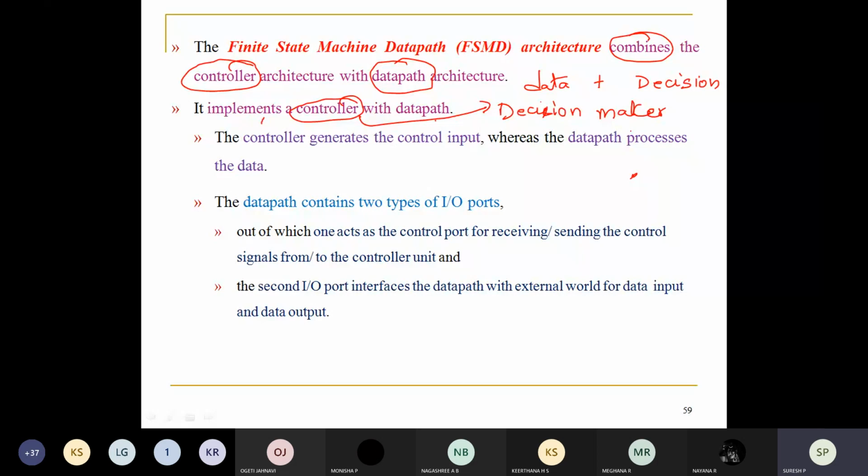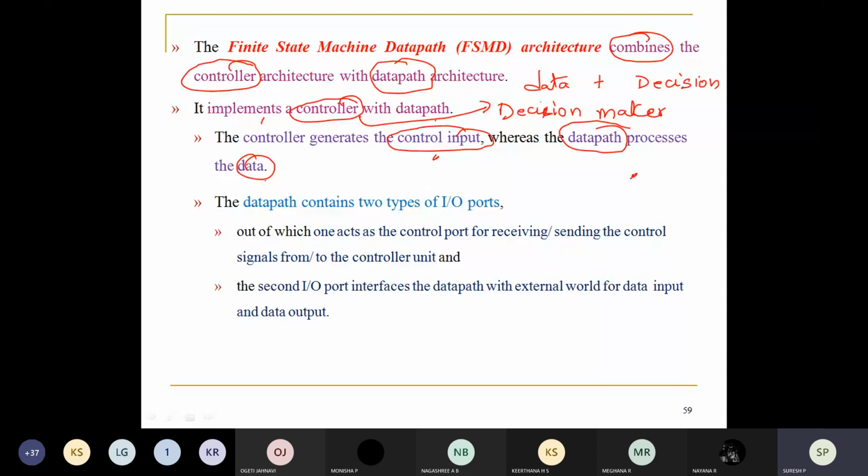Now for that to happen, what does the controller need to generate? Basically, the controller needs to generate the control input. The controller generates the control input, where the data path processes the data. So the controller is going to have control input, and the data path is going to have data input.